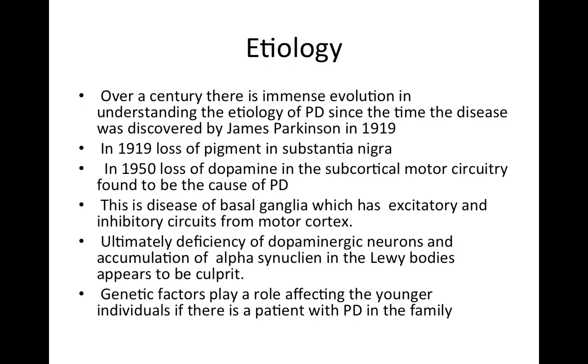There is deficiency of the dopaminergic neurons and accumulation of alpha-synuclein in the Lewy bodies that appears to be the cause for this particular disease. That is an abnormal protein, alpha-synuclein, getting accumulated in the neurons, leading to the degeneration, thereby causing the deficiency of the dopamine levels in these circuits. Genetic factors play an important role affecting the younger individuals, if there is a patient in the family with Parkinson disease.